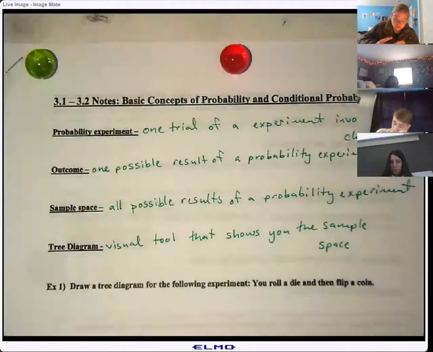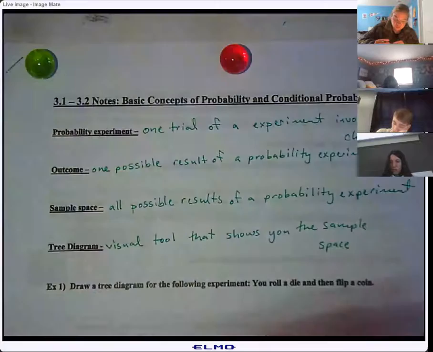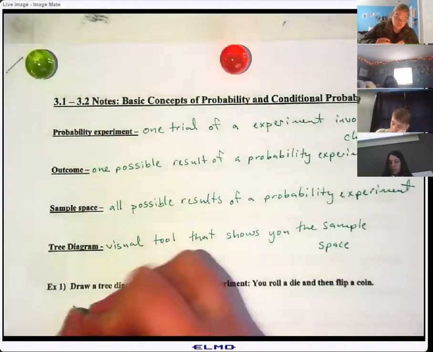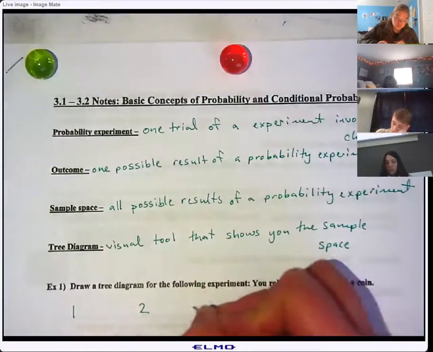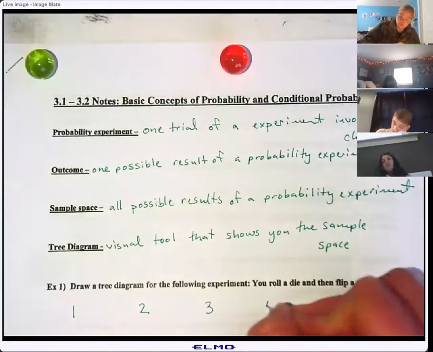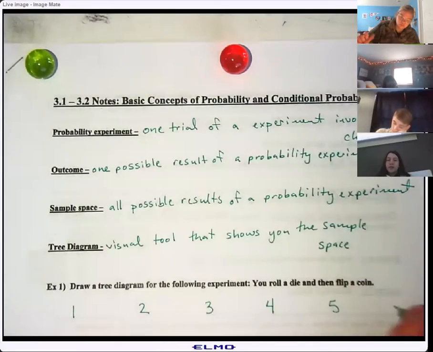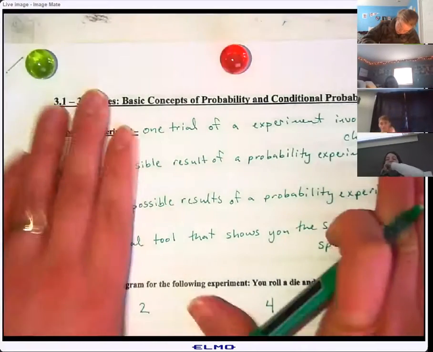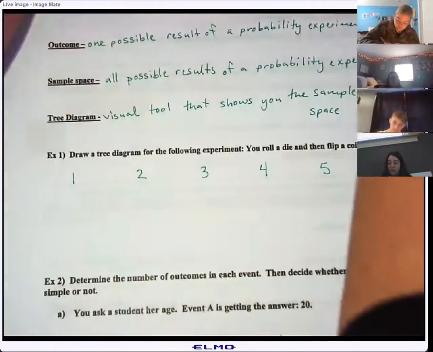All right. So if I start drawing a tree diagram for this, the important thing, which is somehow something that people always don't get right: you start with one of the experiments and you're supposed to do them in order. So for example, the first thing we're doing is rolling a die. So I'm going to write down 6 numbers, 1, 2, 3, 4, 5, 6, because that's how many numbers are on a normal die.